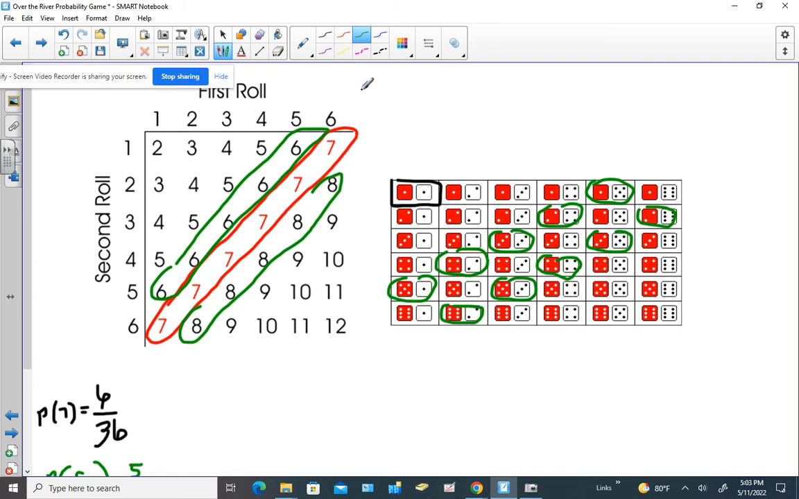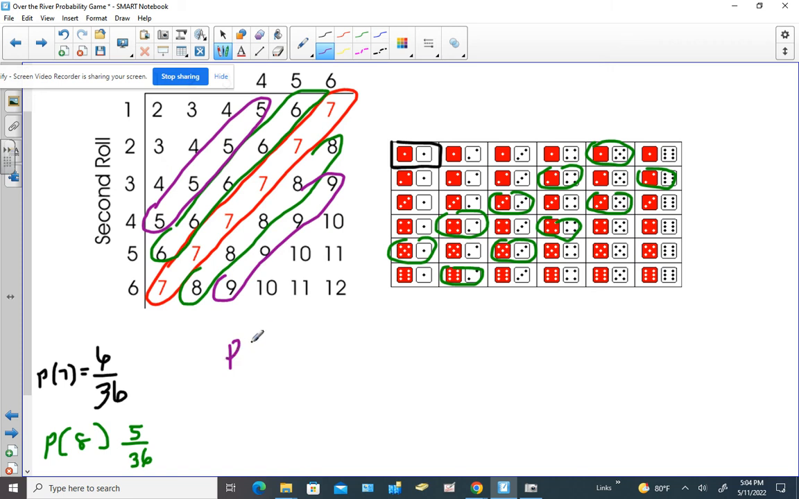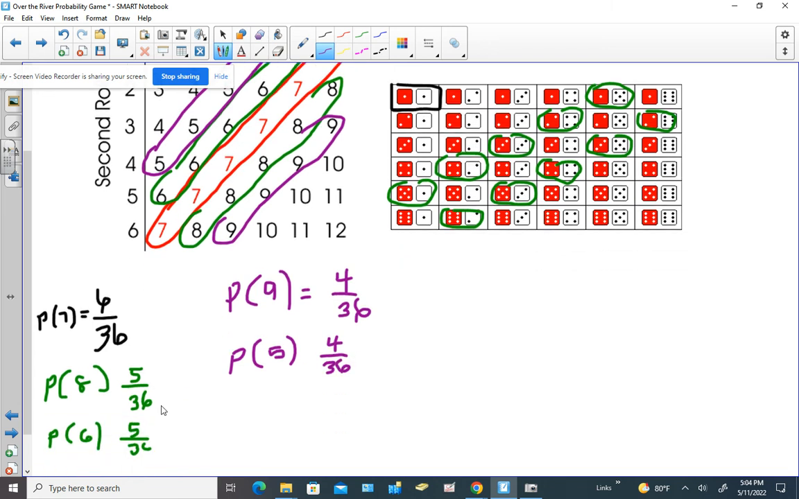All right, next, rolling a 9, 4 ways to roll a 9, and there's also 4 ways to roll a 5. So the probability of getting a 9 is 4 out of 36, and the probability of rolling a 5 is also the same thing, 4 out of 36. And of course we can simplify that, but we're going to leave it unsimplified because that's going to help us to understand things a little bit better.